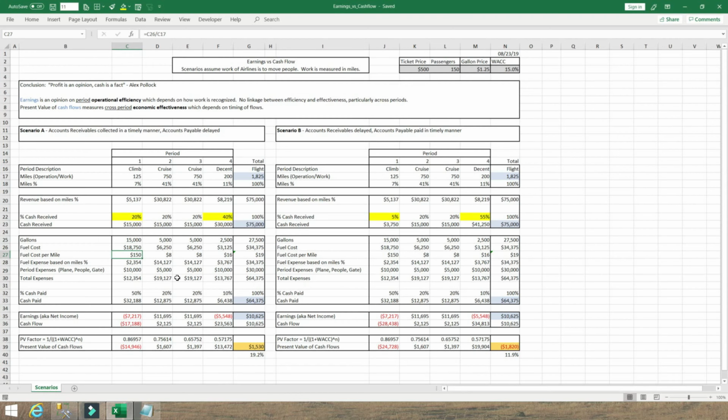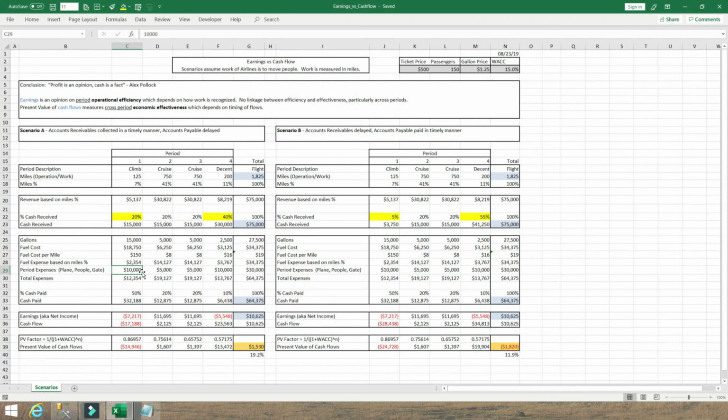This just shows you what it works out to in terms of fuel cost per mile. And so we end up with a total fuel cost that we incur in a specific period. And then, just like in a real company, you have period expenses that cannot be directly associated with miles traveled or the unit of work that you're measuring.